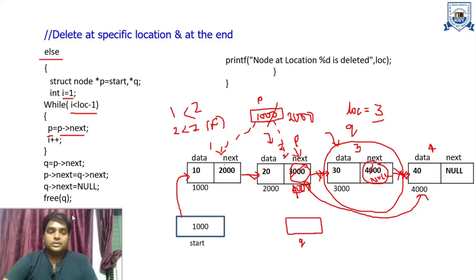Okay, so after deleting this node, we generally use here free Q. That means Q actually is pointing to this particular node. Now we just free the memory allocation, we just release the memory allocation for this particular node. Okay, so in this way we can implement delete a node at the specific position. Now if we want to delete the node at the end, so just see how can we delete the node at the end.